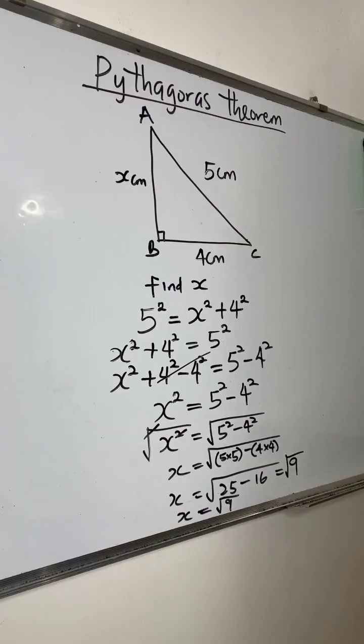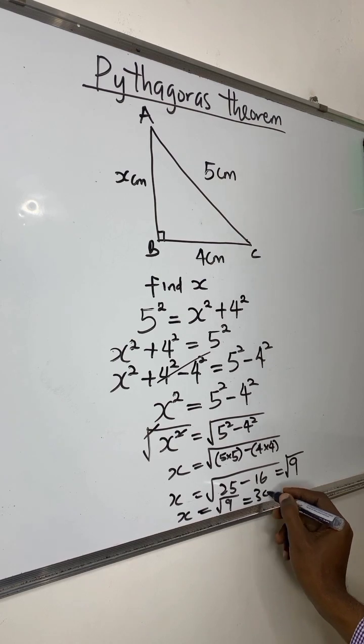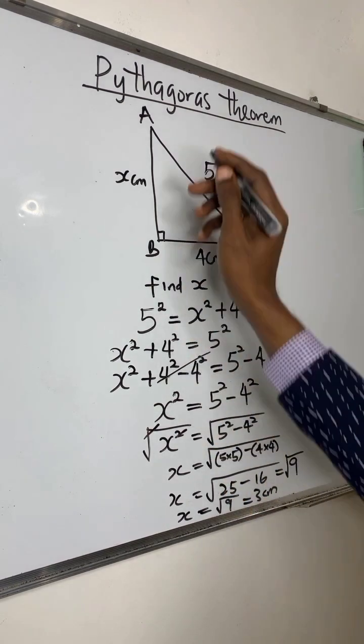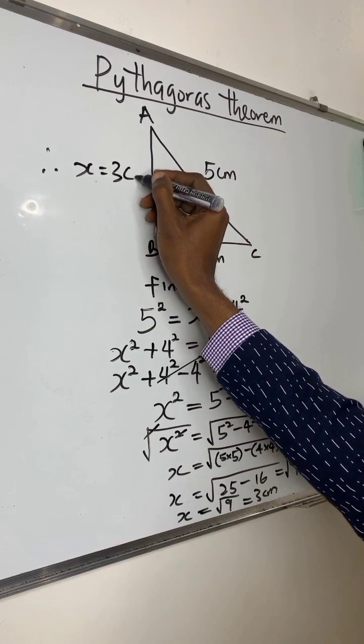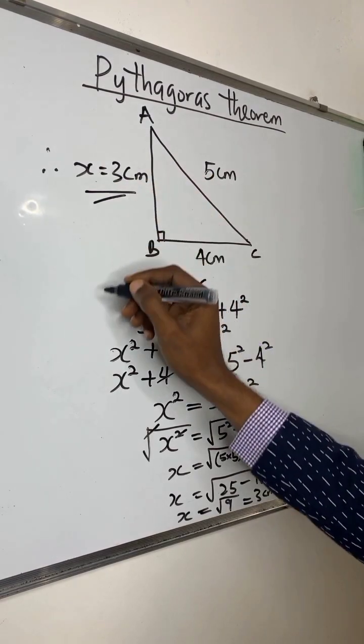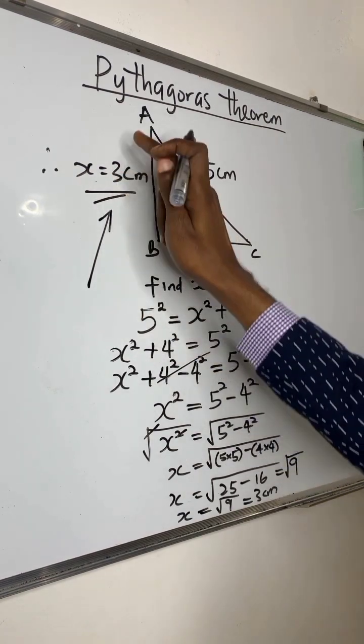The root of 9 means you are looking for a number you multiply by itself to get 9. And 3 is the number you multiply by 3 to get 9. So the square root of 9 is 3. Now your x is equivalent to what? 3, meaning your x is equal to 3. So x is 3 centimeters, which is the final answer. Simple!